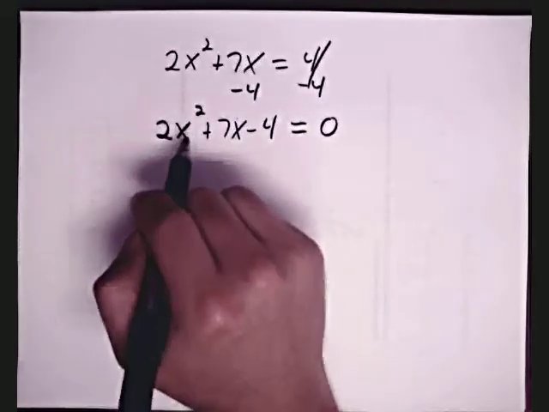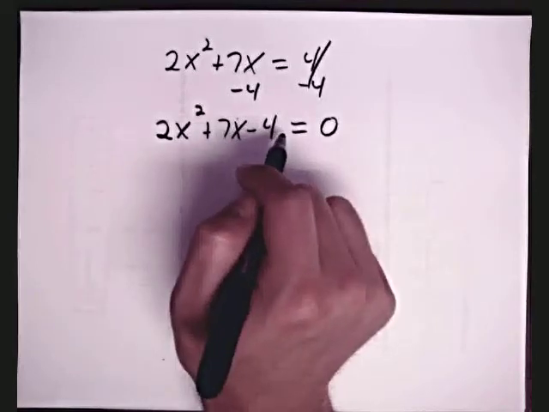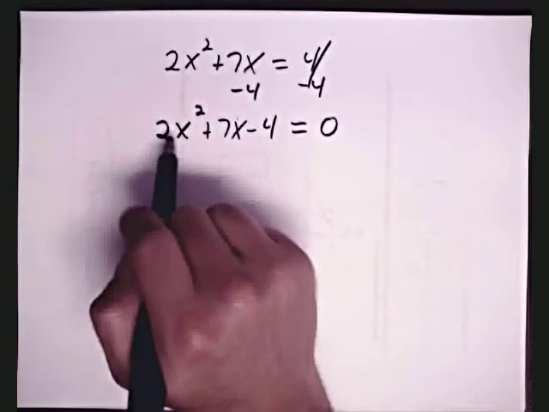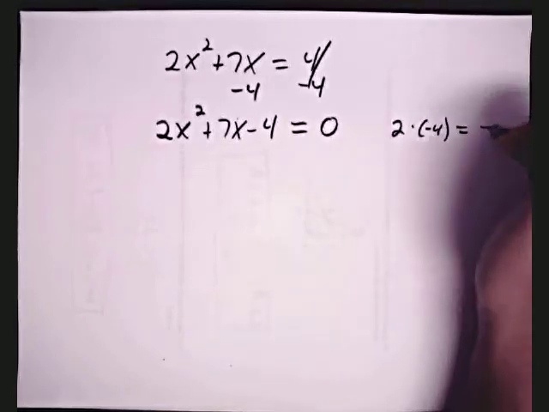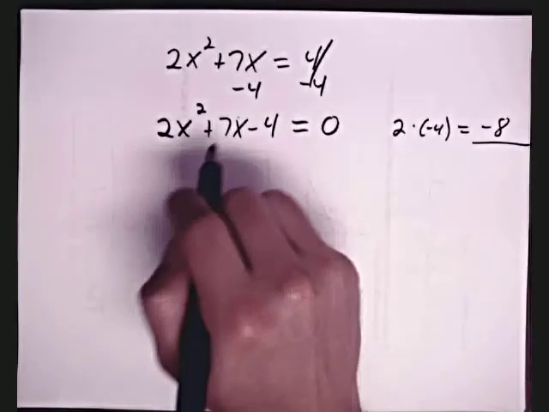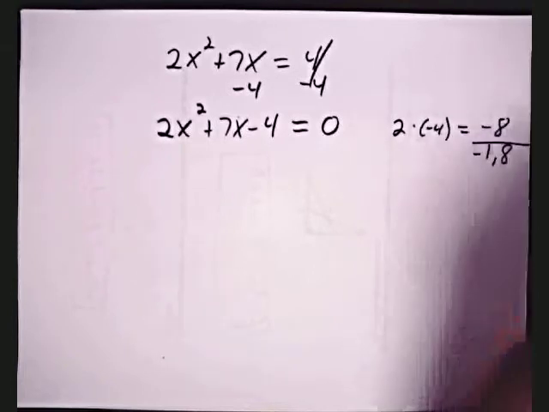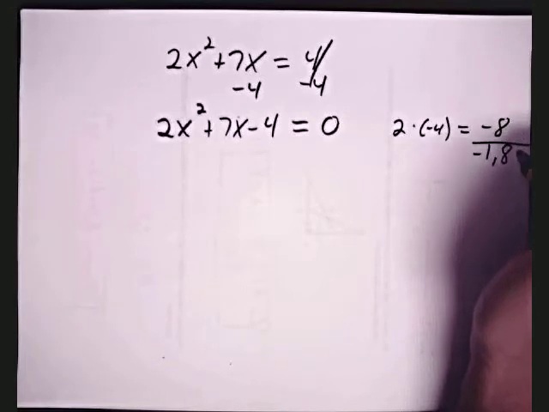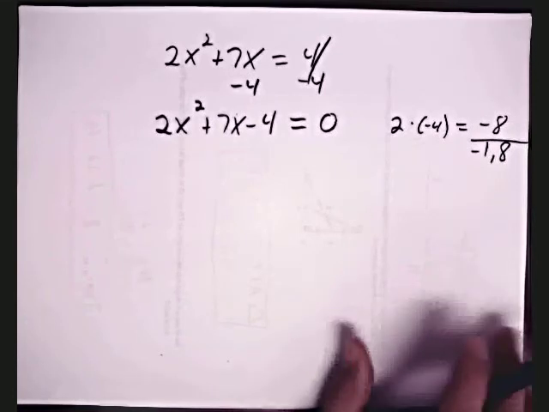Since we have something other than 1 in front of x squared, and we do have 3 terms on this one, we're going to use the AC method, or whatever method you're comfortable with. So AC method, we want to take 2 times -4. That gives us -8. And we want to look for the pair of factors of -8 that will add up to 7 in the middle. If I start with -1 and 8, -1 plus 8 is 7, so my list is done already. -1 and 8 are the pair of factors I want.